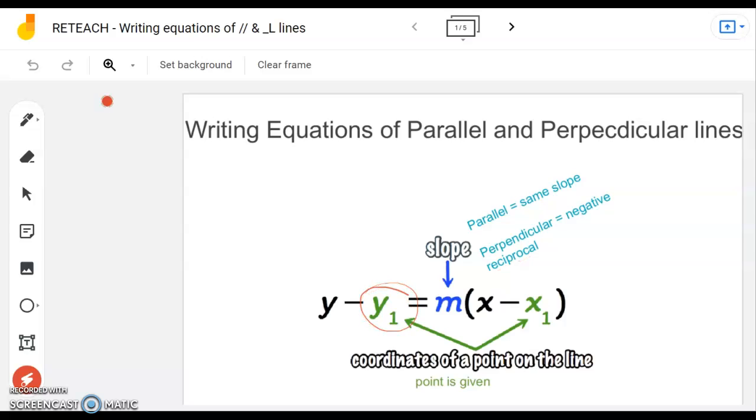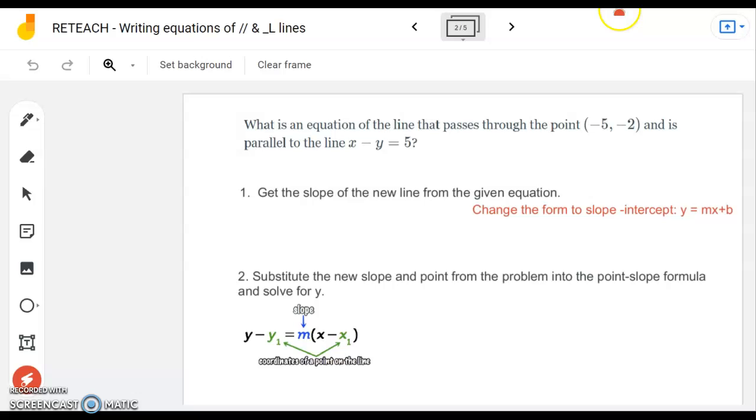Now my y1, x1, that's going to be the coordinates of the point on the line. And that's given to us. They give it to us as part of the problem. So this is the formula we're going to be using. We're still going to be using the fact that parallel lines have the same slope and perpendicular lines have negative reciprocal slopes. So let's look at the type of questions you're going to be working on.